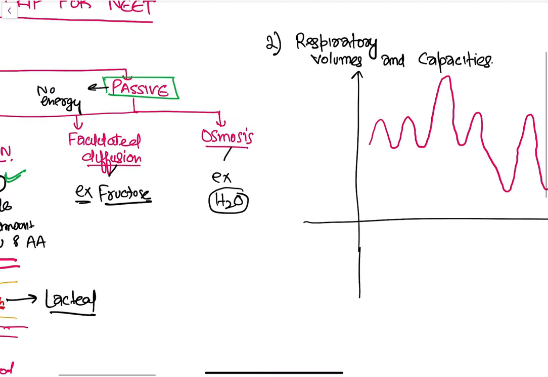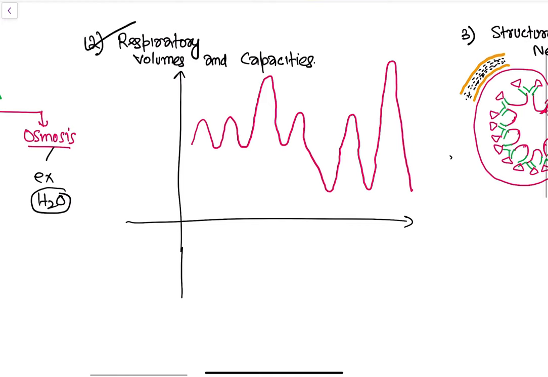Now the second topic that I have chosen is respiratory volumes and capacities. There are various volumes. These are measured by a spirometer. You should first of all remember that these are measured by an instrument called a spirometer. There are two axes in this graph: an axis of volume inside the lungs, and then time.